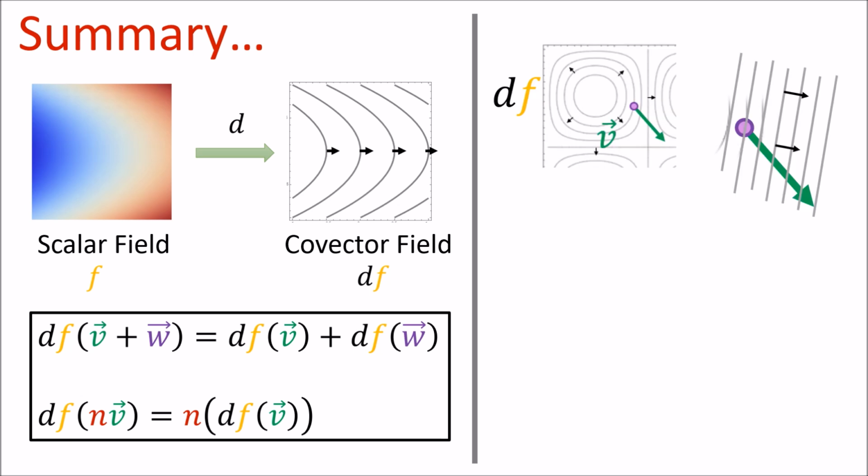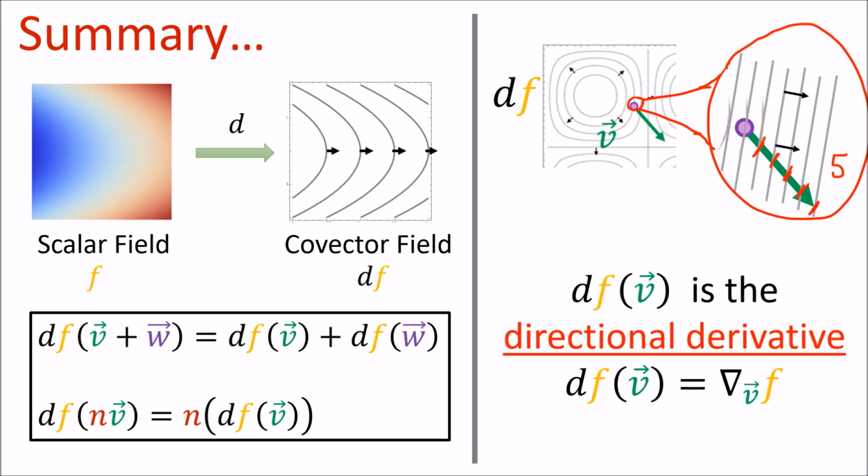Also, we learned how to compute the output of the covector field df acting on a vector v by zooming in on the covector field and then counting how many stack lines that the vector v pierces for that covector. Finally, we talked about the geometrical interpretation of df of v, and we talked about how df of v is actually the directional derivative of the function f when moving with a velocity v. So both the direction of v and the length of v will interpret how fast we see the function f changing at any given point.